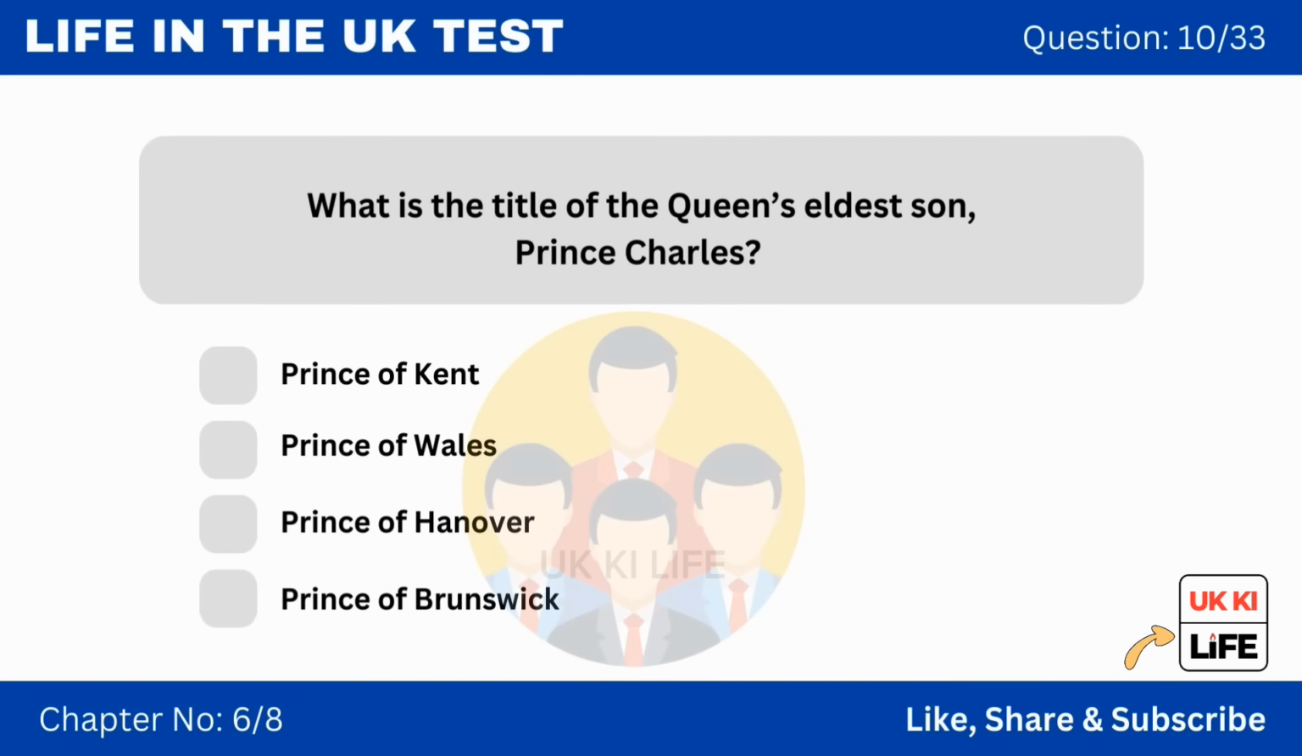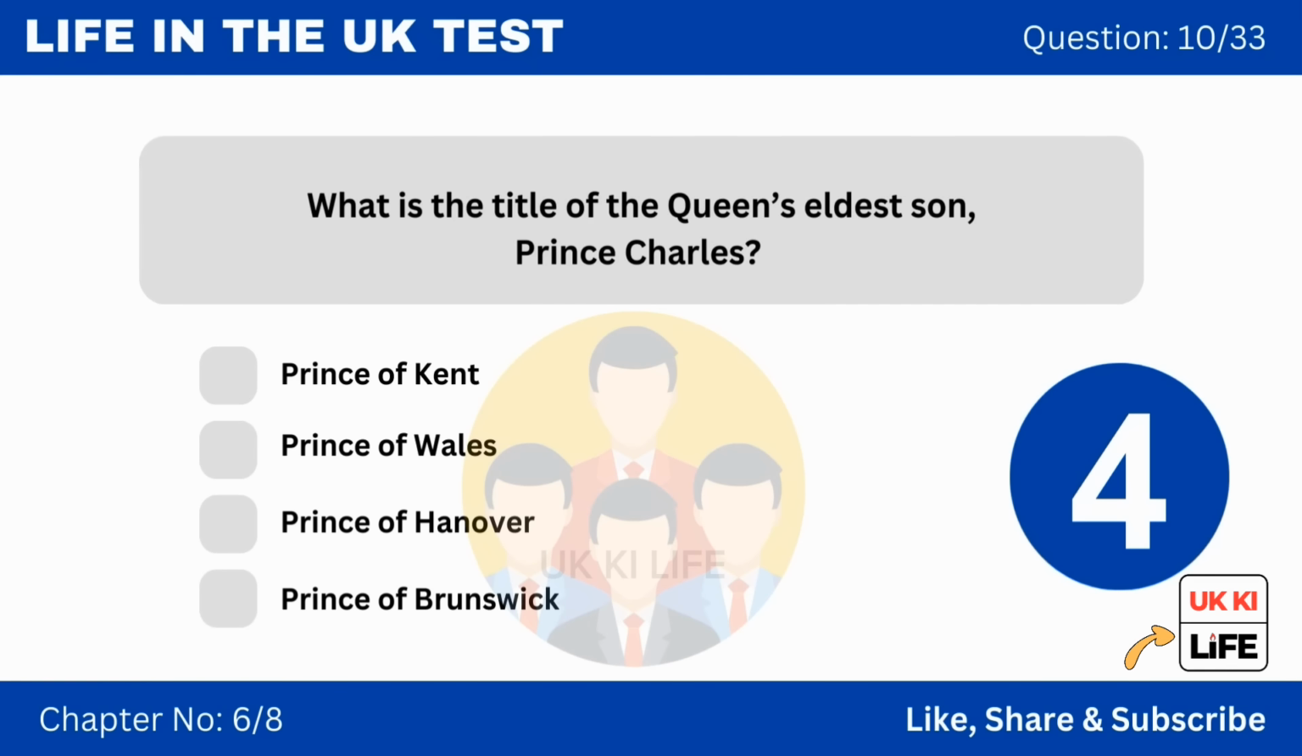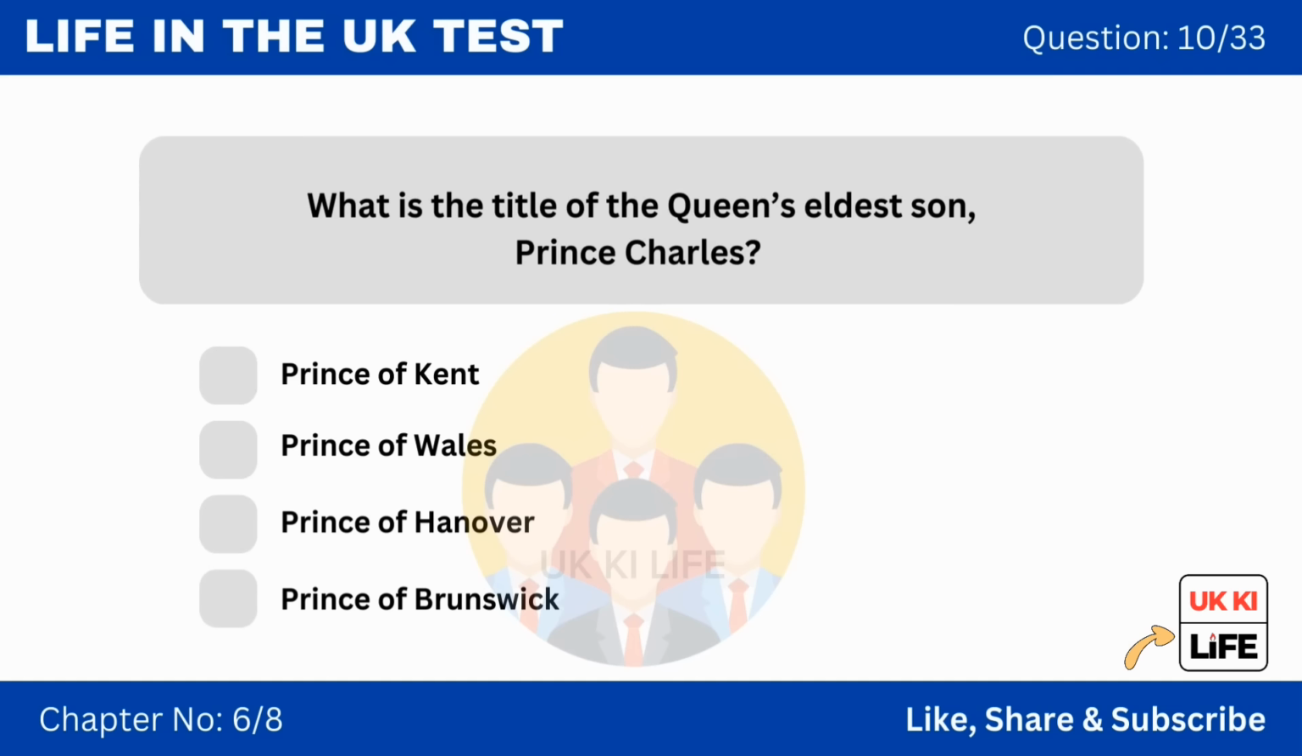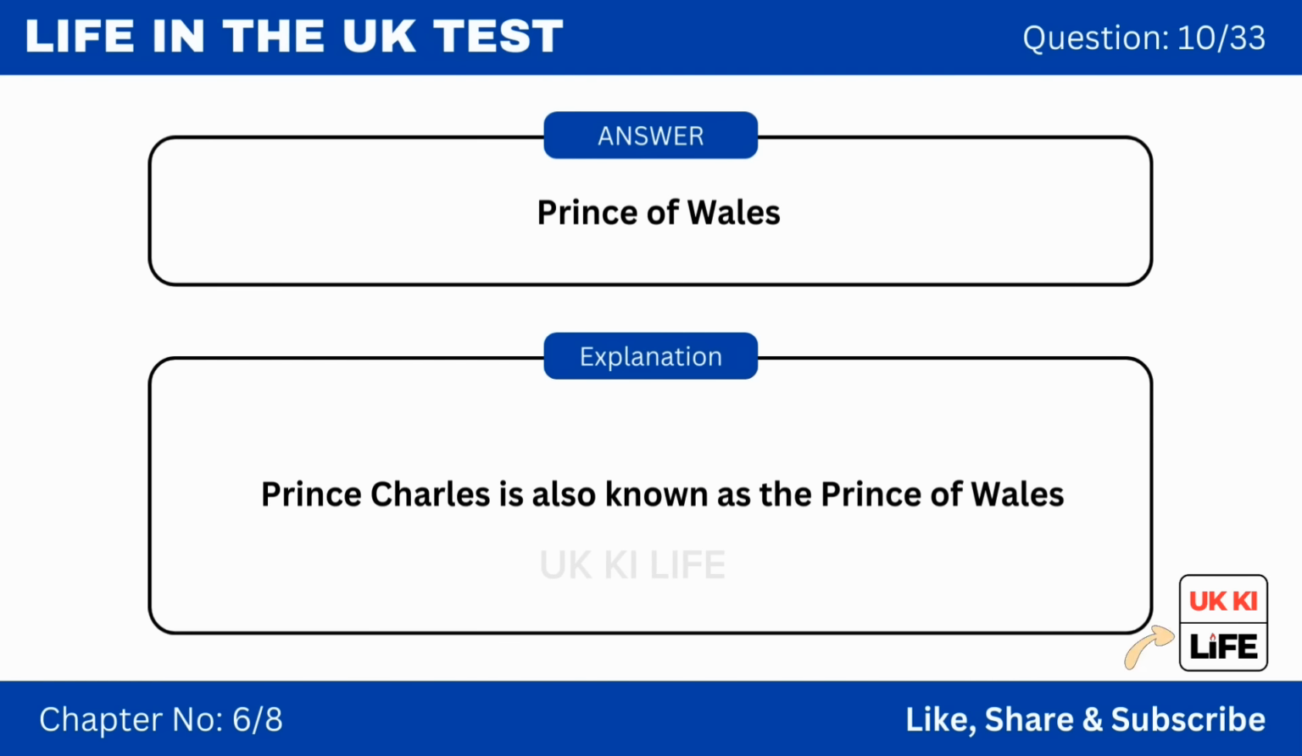Question 10. What is the title of the Queen's eldest son, Prince Charles? Prince of Kent, Prince of Wales, Prince of Hanover, Prince of Brunswick. The correct option is B. Explanation. Prince Charles is also known as the Prince of Wales.